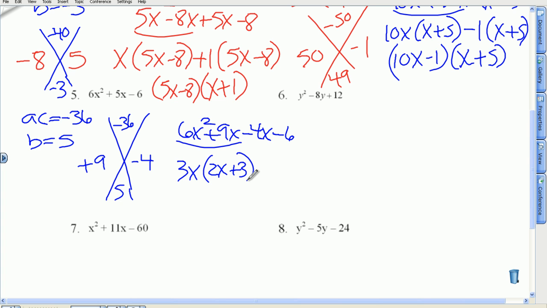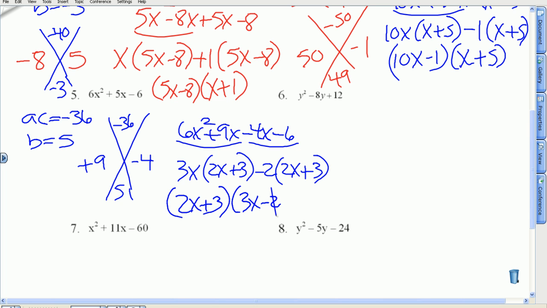To get a 2x plus 3 left over, when I factor the last two terms, I have to take out negative 2. So negative 2 times 2x plus 3. When I take the 2x plus 3 out, I have 3x minus 2 left over. Let's get that so it looks good for your notes. 3x minus 2. Great, great, great.